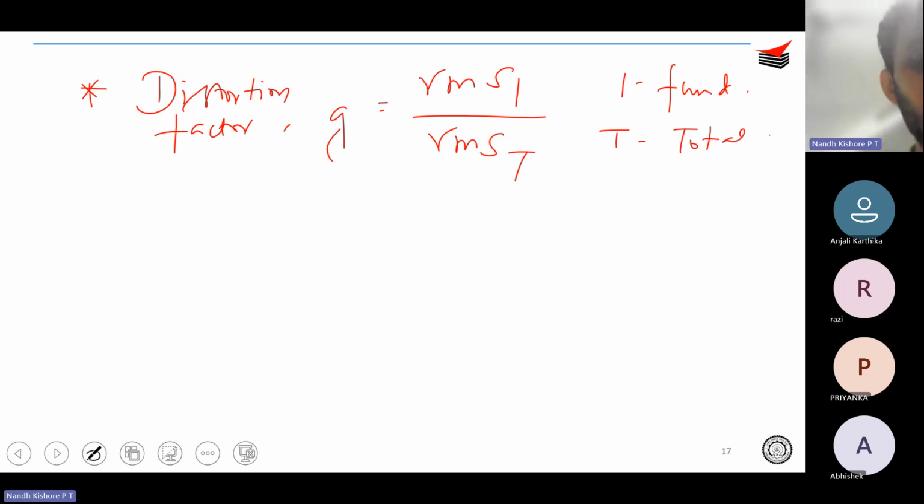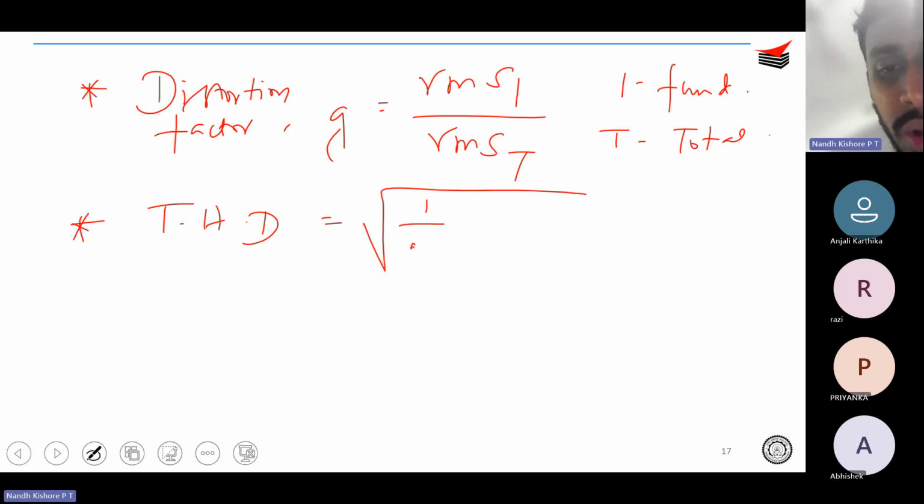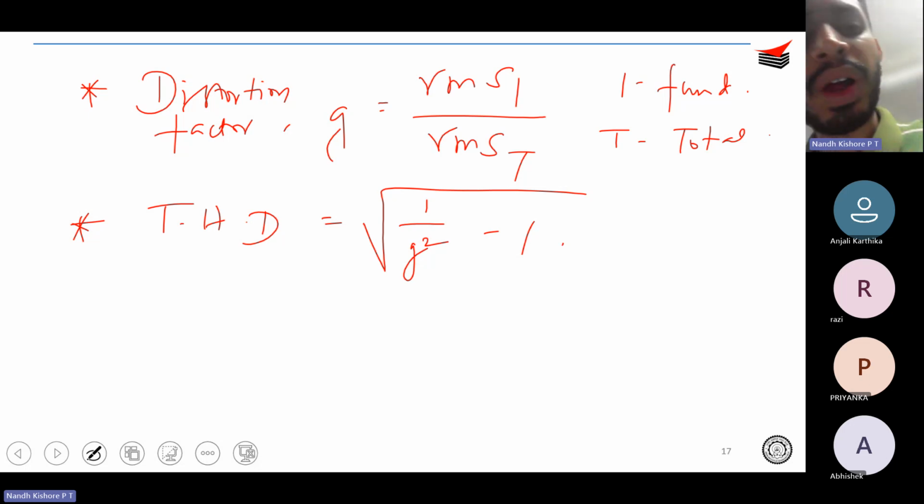And what is total harmonic distortion, THD? How is it related to your G, the distortion factor? THD is basically root over 1 by G square minus 1. So if you have one, you can find the other. If they give you the distortion factor, you should be able to get THD and vice versa. THD is root over 1 by distortion factor square minus 1.